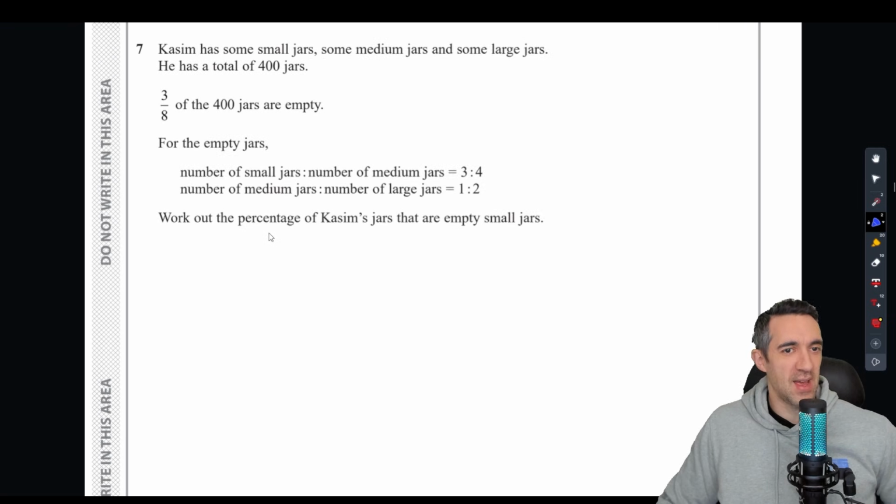Oh, 5. Right. Okay. Here we go. I can pick up some good marks here. So I can get up to 4. Right, so Kasim has some small jars, some medium jars, and some large jars, and he's got a total of 400.